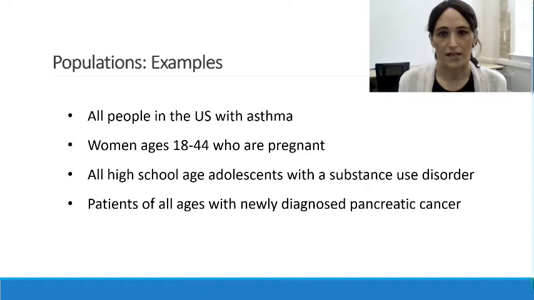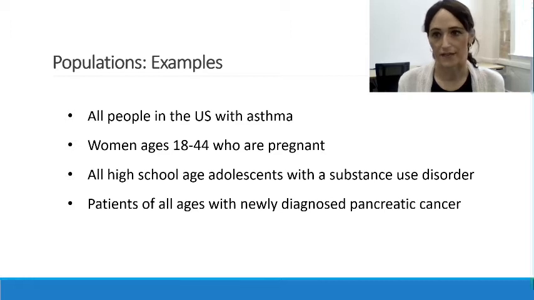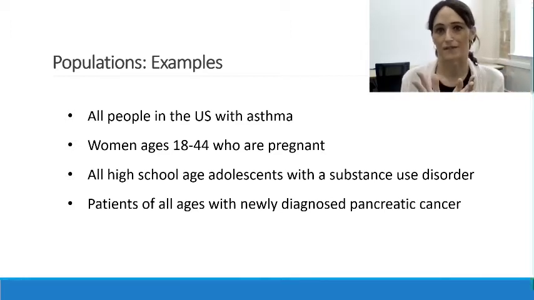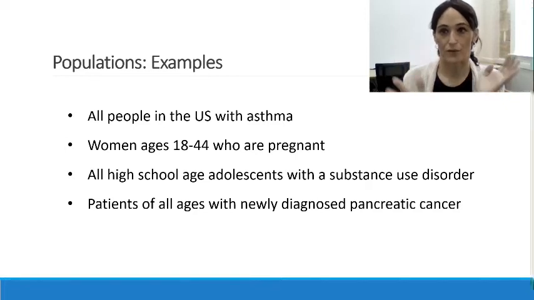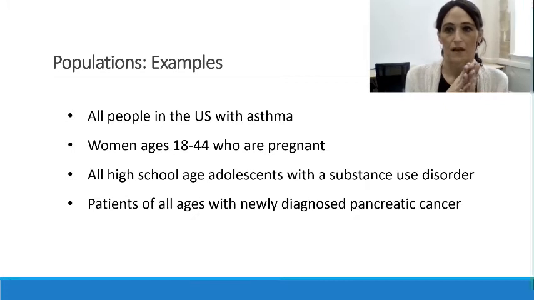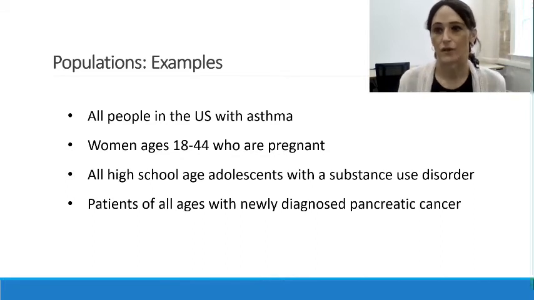All high school age adolescents with a substance use disorder, patients of all ages with newly diagnosed pancreatic cancer. Okay, so these are not research questions, but they're examples of populations for which we may conduct research studies and want to make some inferences about treatment effects, about the epidemiology, course of illness, things like that. So these are examples of populations.